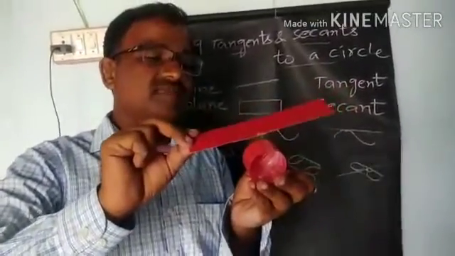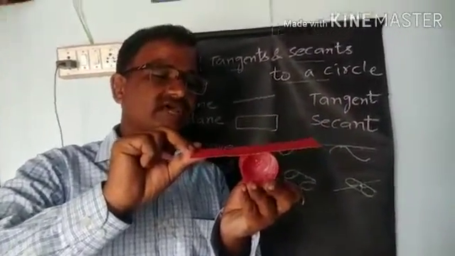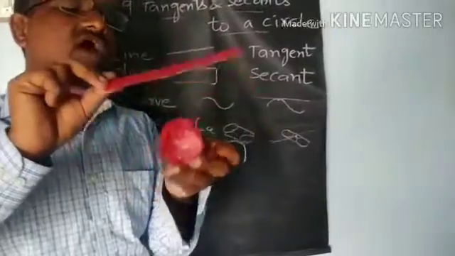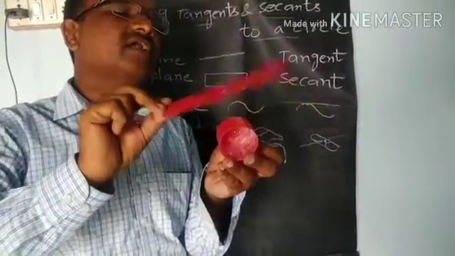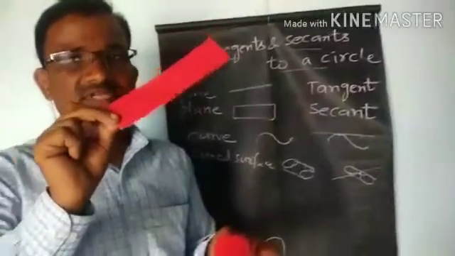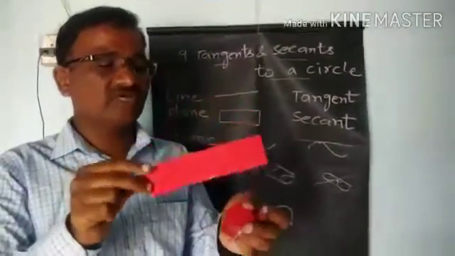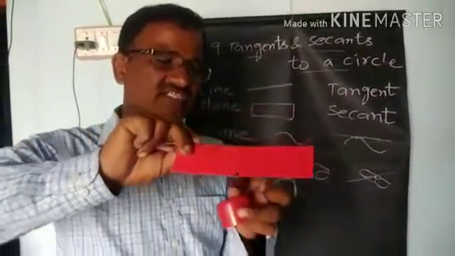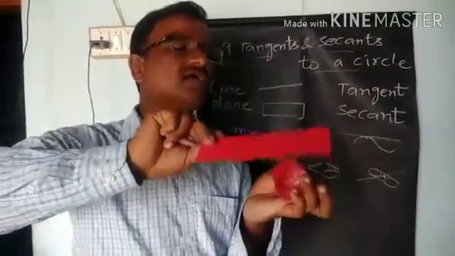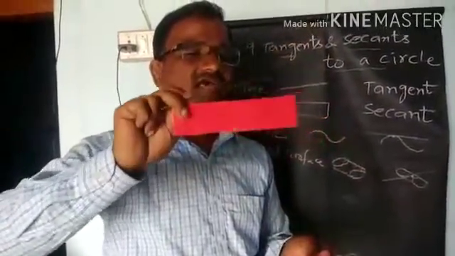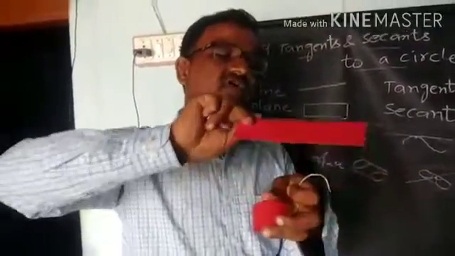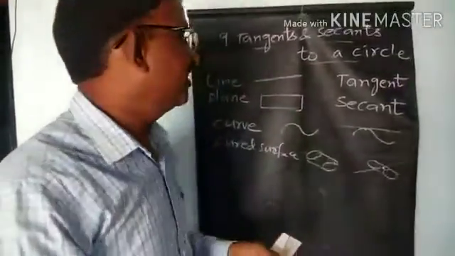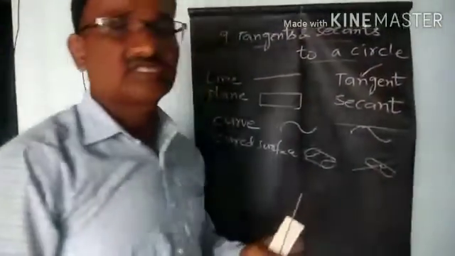This plane touches the curved surface exactly at one point, isn't it? A plane that touches a curve or curved surface exactly at one point is also said to be a tangent. Now with this we can conclude one important thing. What do you mean by tangent? A line or a plane that touches a curve or curved surface at exactly one point is said to be tangent.